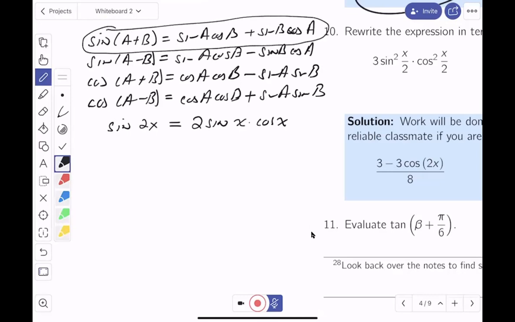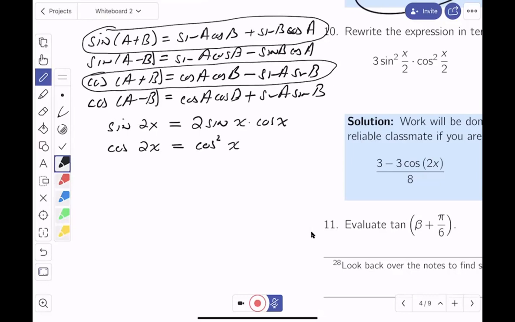All right, let me put down the cosine of 2x. It's getting kind of warm here, isn't it? So I'll take a look. What would that give me? Cosine squared x minus sine squared x.